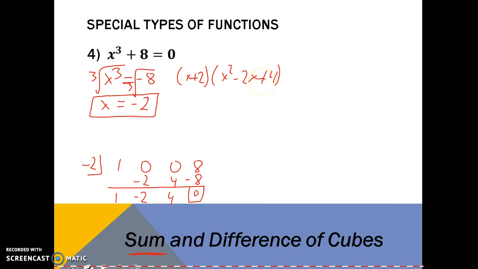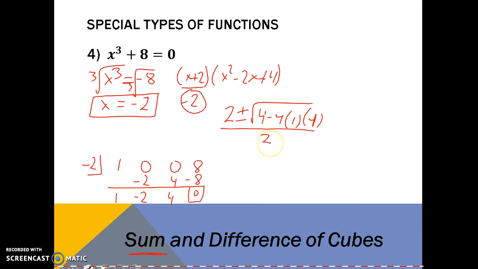And so then I could solve both of these. If this one's equal to 0, I know that negative 2 is my solution. And then if x squared minus 2x plus 4 is equal to 0, I could solve that by using the quadratic formula. Negative b is 2, plus or minus the square root of b squared, that's 4, minus 4 times a, which is 1, times c, which is 4, and that's all over 2a, which is just 2. So in my square root, I will have 4 minus 16. 4 times 1 times 4 is 16.